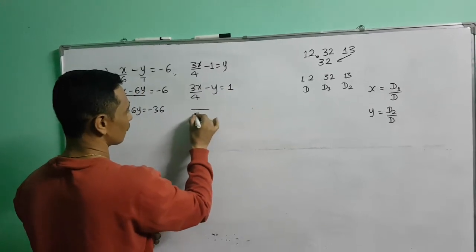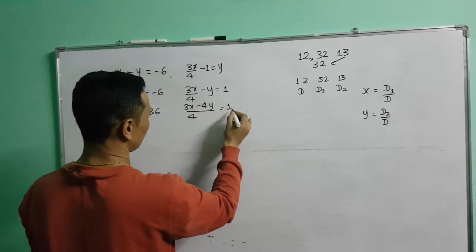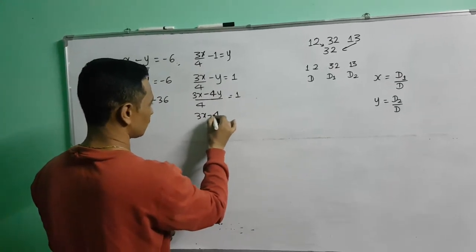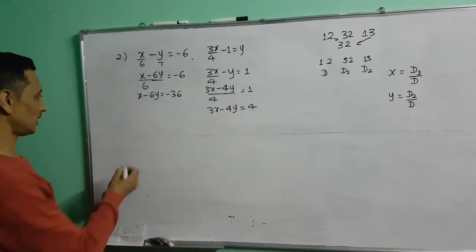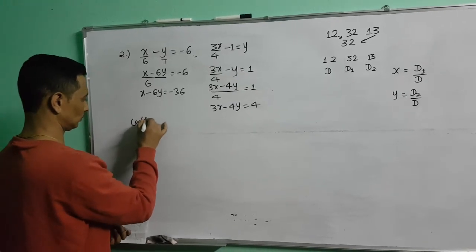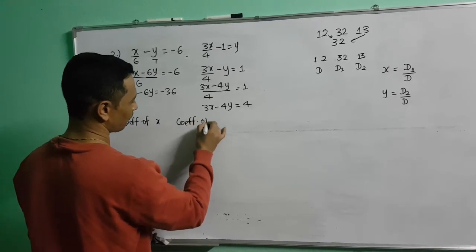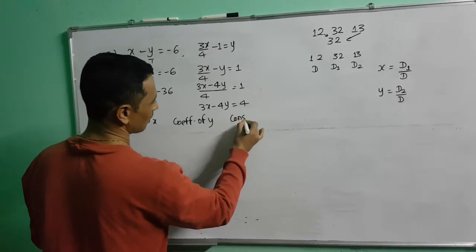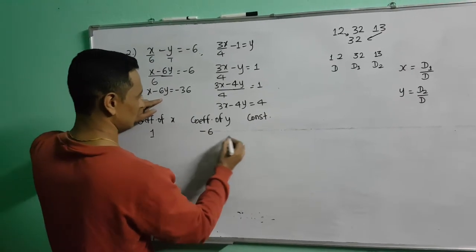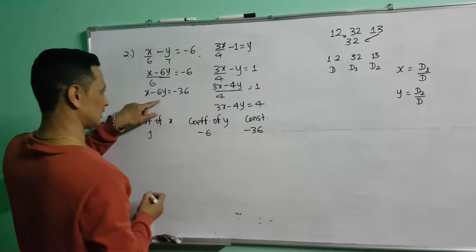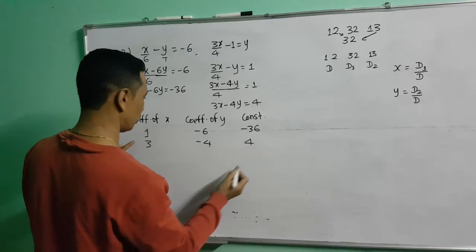Now we take LCM for 3x minus 4y equals to 1. Now 3x minus 4y equals to 4. Now simply we write the coefficient of x, coefficient of y, and constant. Here the coefficient of x is 1, y is minus 6 and the constant is minus 36. And this is 3, minus 4 and 4.